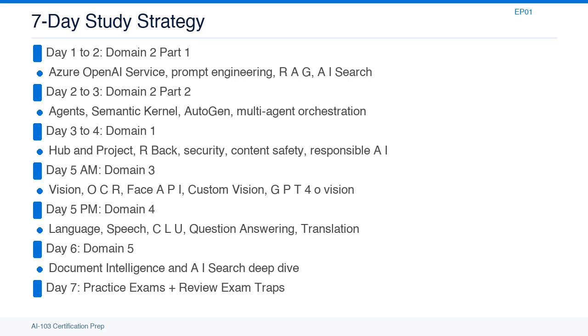Complete Domain 3 on computer vision in the morning, then knock out Domain 4 on language and speech in the afternoon. Day 6 covers Domain 5, document intelligence, and the AI search deep dive. Day 7 is your exam day buffer. Take at least 2 full practice exams, review any areas where you scored below 80%, and revisit the exam traps we will cover next. The key insight: invest the most time where the most points are, Domains 1 and 2.